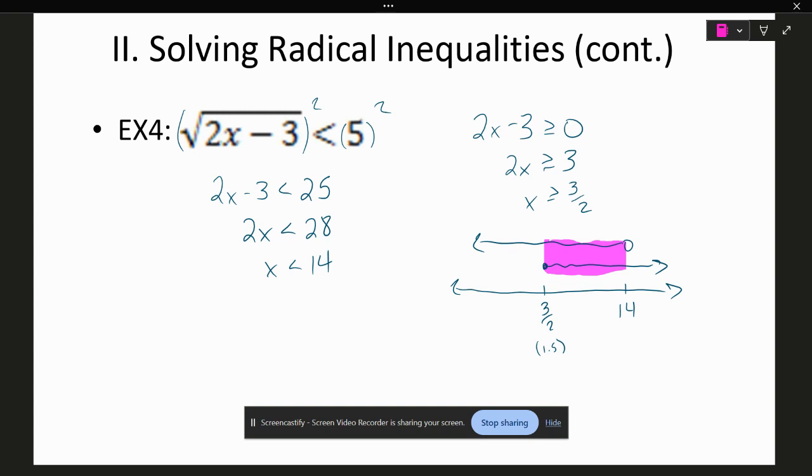So if you notice how they're both going different directions, with domain, it's always setting it greater than or equal to 0. And then from here, it's whatever the solution tells us or dictates. And then it's the overlapping region. Because at 3 halves, there is a closed circle. So it would be 3 halves, comma, 14 parenthesis for our solution.